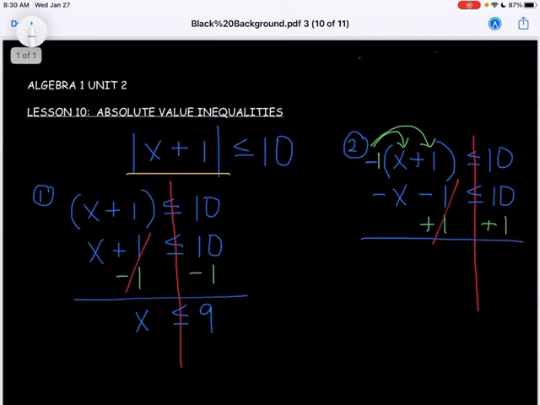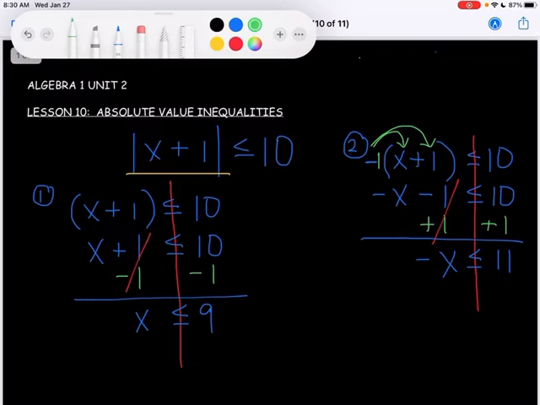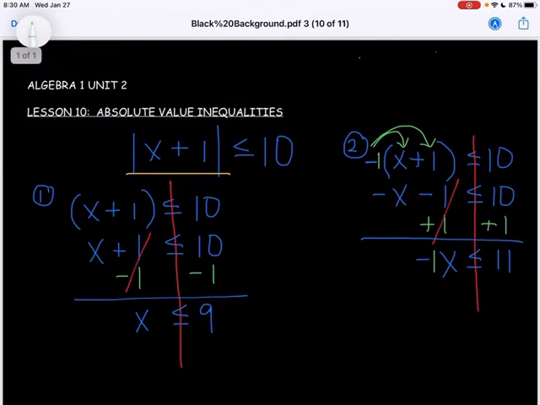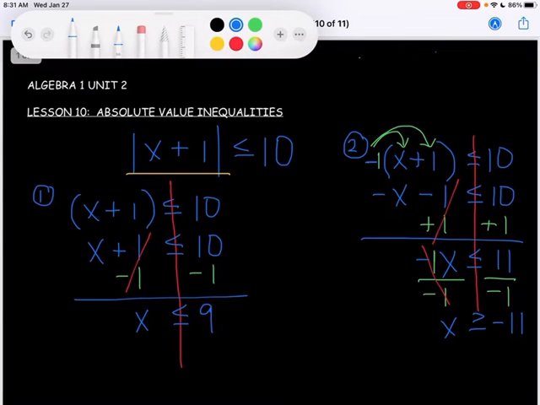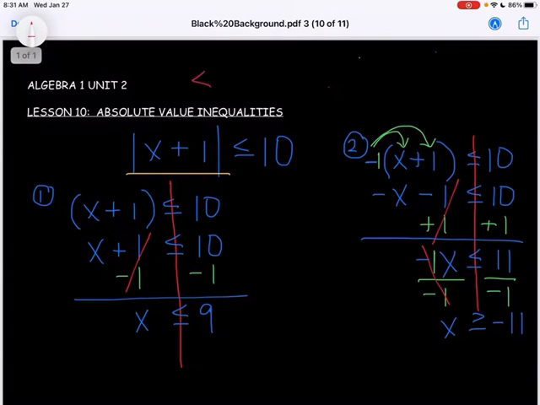So now we have negative x on the left-hand side is less than or equal to 10 plus 1, which is 11. I need to get rid of that negative in front of the x, and it's an understood negative 1 times x. So the opposite would be to divide by negative 1, so that we end up with x on the left-hand side. And since we divided both sides by a negative, we have to flip our inequality sign. x is greater than or equal to 11 divided by negative 1, which is negative 11. So now I need to put this on a number line so that we can put it in interval notation as well.